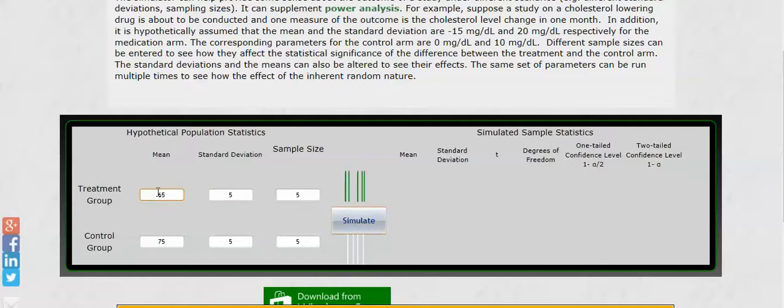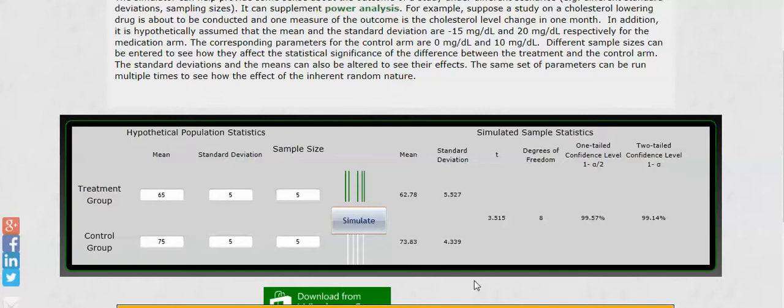So now you're taking 5 from here and 5 from here again. This time, this sample mean is pretty close to this population mean, and that sample mean is pretty close to this population mean, which is what we would expect. And because of that, the sample means are much further apart, which gives us a bigger t-score.